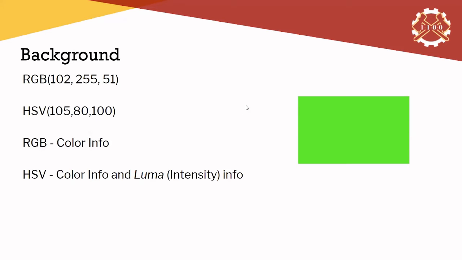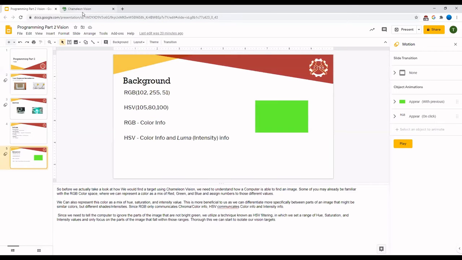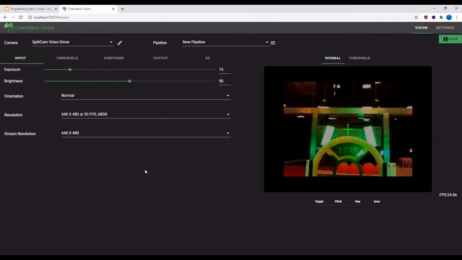Now let's take a look at the actual Chameleon Vision application. This is a web server running. This is identical to the web server that would be running on a coprocessor. Just for demonstration purposes, I have it running on my local machine, and I'm pretending that this is the image that the camera would be seeing.